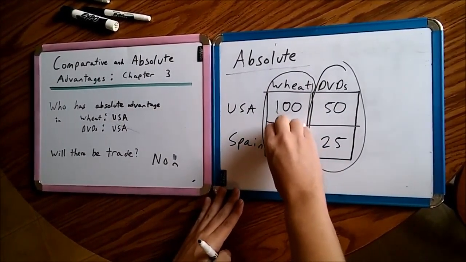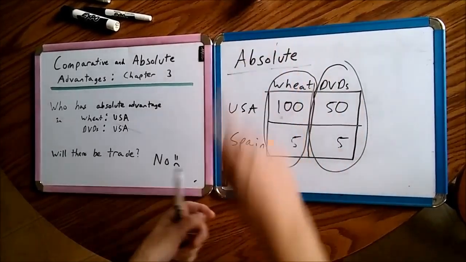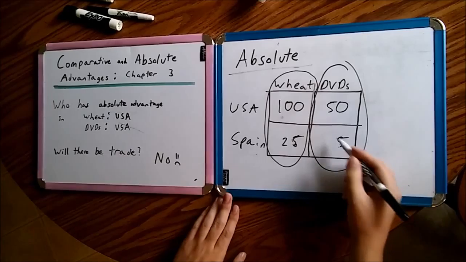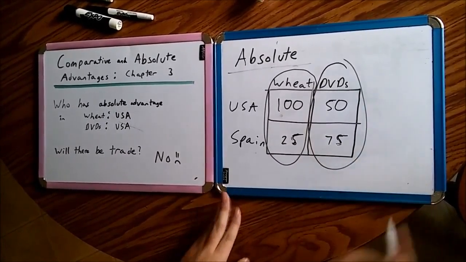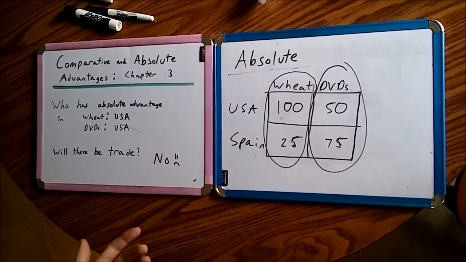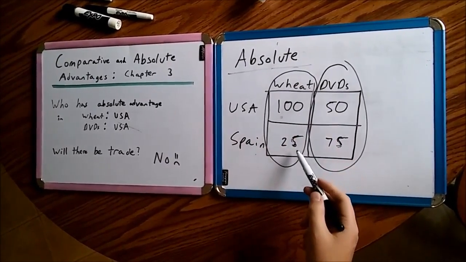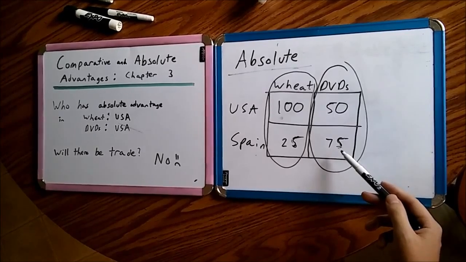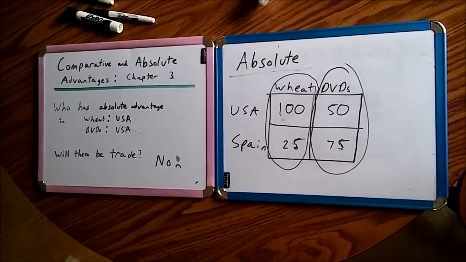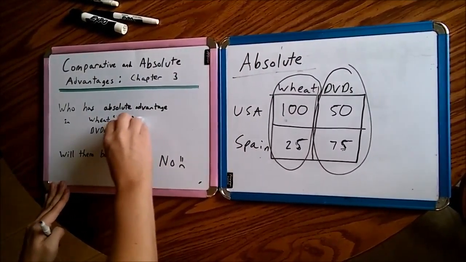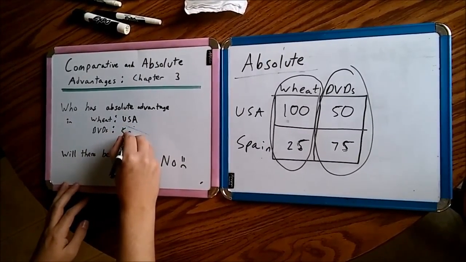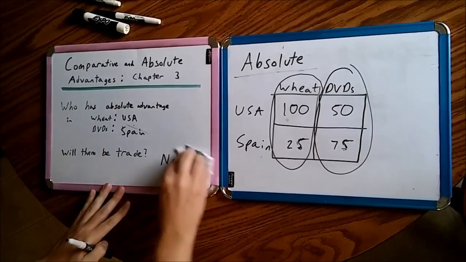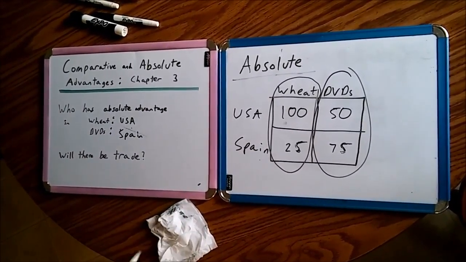Now, if the numbers were switched around for Spain, and they were actually able to produce 25 bushels of wheat and 75 DVDs, then we see that the countries are different. The US still has absolute advantage in wheat because 100 is greater than 25, but Spain now has absolute advantage in DVDs. Since now each country has one good of absolute advantage, they're able to trade.